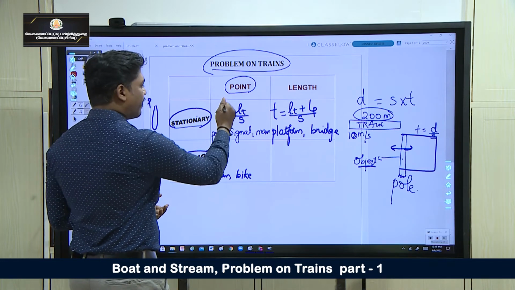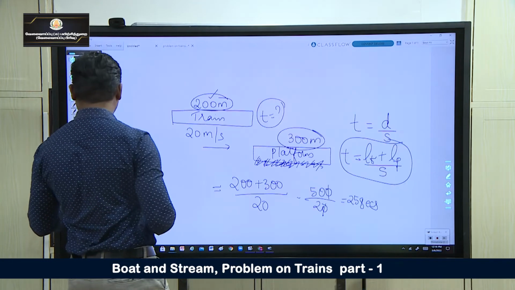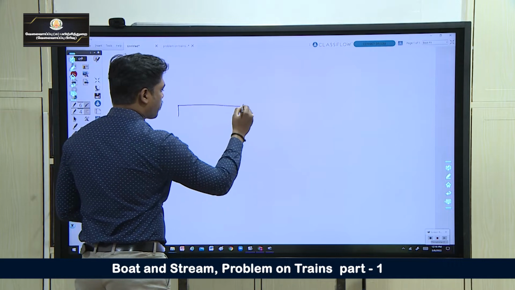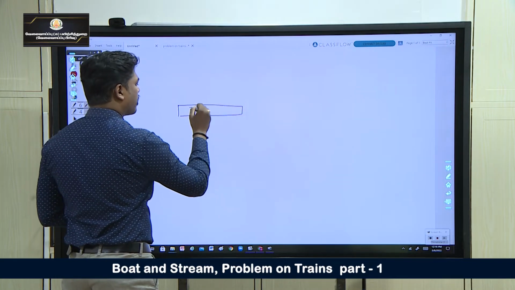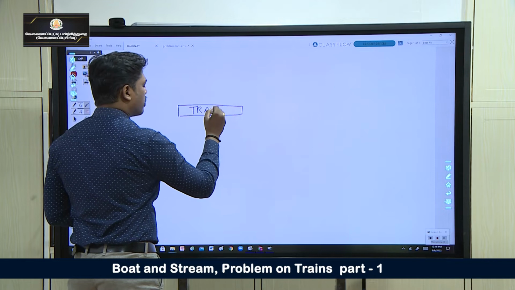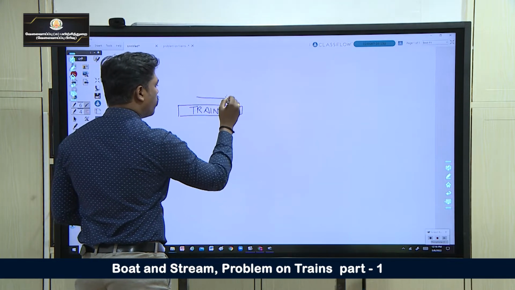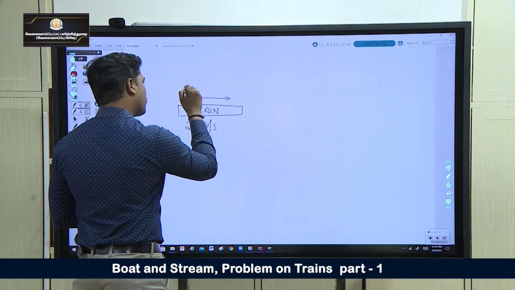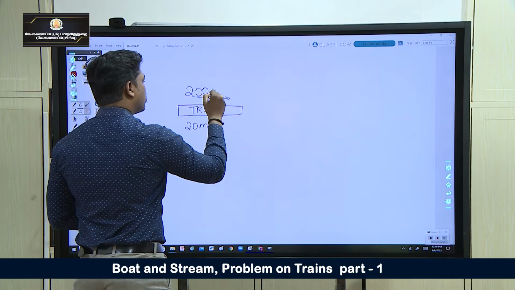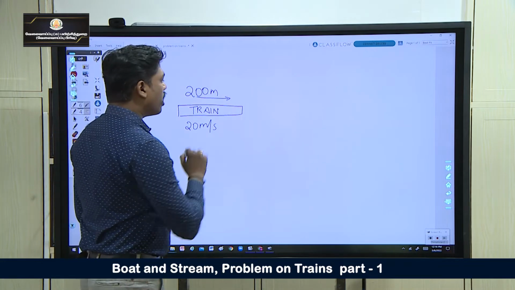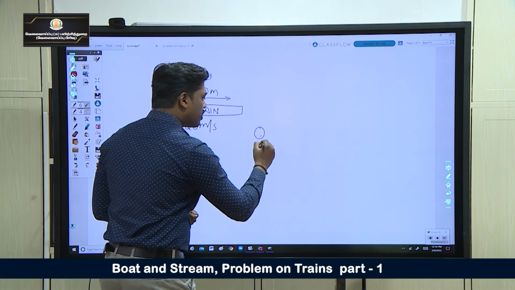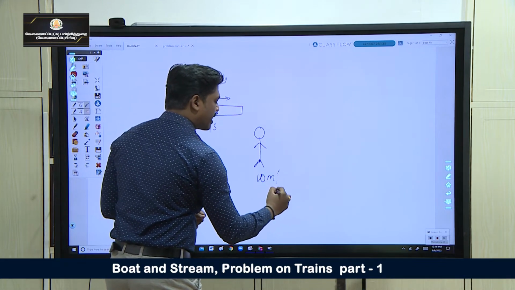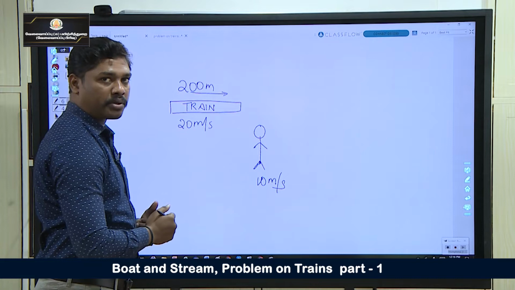So here, let me tell you. Look at here. Here we are having a train. This train is moving at a speed of 20 meter per second. Train length is assumed as 200 meter. So in how many seconds will this train cross a man who is moving at 10 meter per second? In how many seconds will it be crossing?